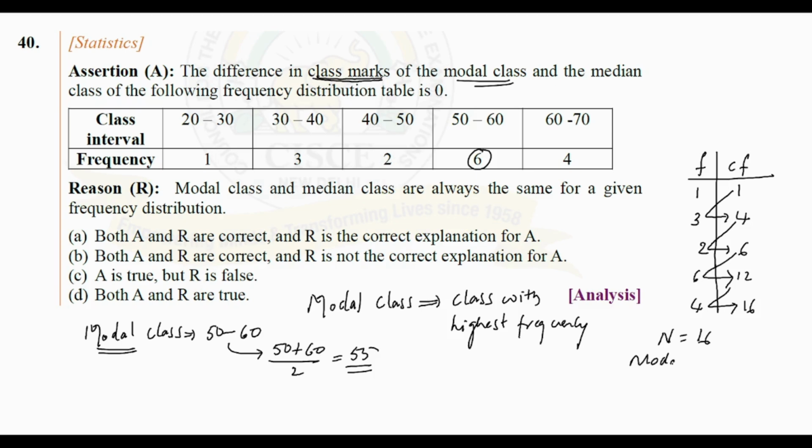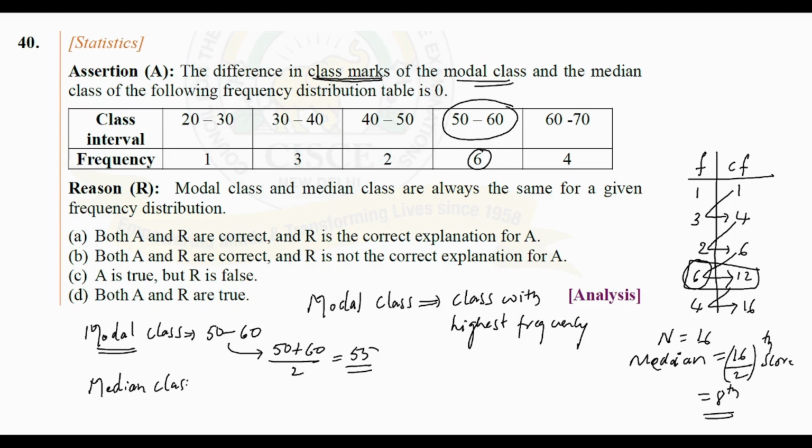Since it is an even number, median is equal to 16 by 2 th score, that is nothing but the 8th score. Where is 8 coming now? Here there are 4 quantities, 6 quantities, and the 8th quantity comes over here in this group, where the frequency is 6. So the median class also becomes the same. Median class is equal to 50 to 60. So then the class mark is again equal to 55.